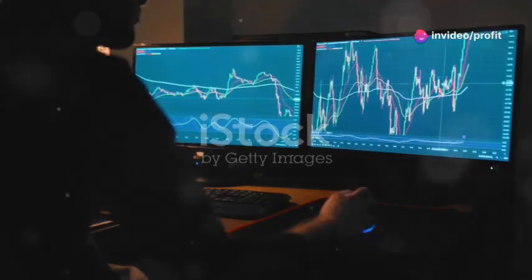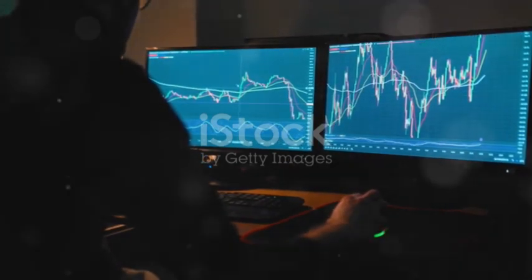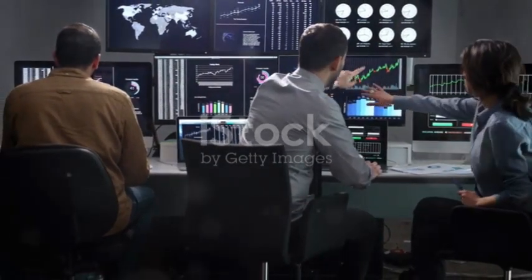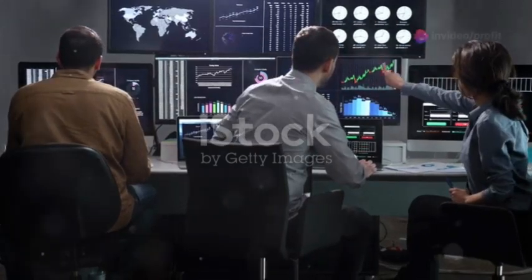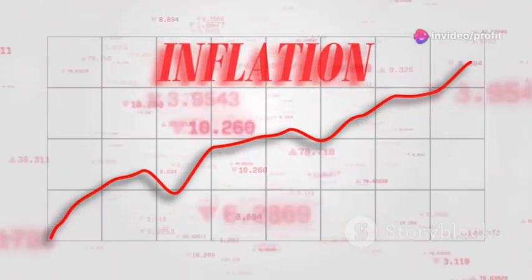Central banks rely on a vast array of economic indicators to guide their interest rate decisions. They're like skilled navigators, constantly monitoring the economic compass and adjusting their course based on the latest data. Inflation is a key metric, with central banks aiming to keep it within a target range.